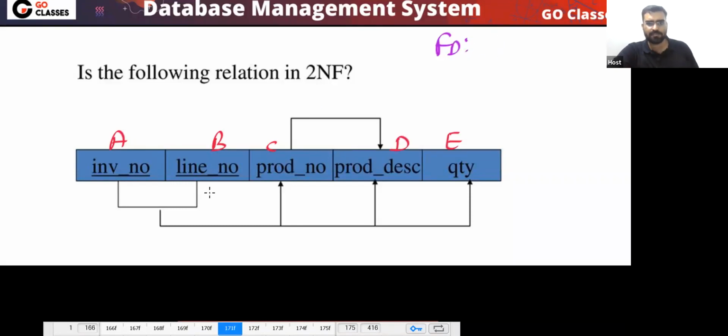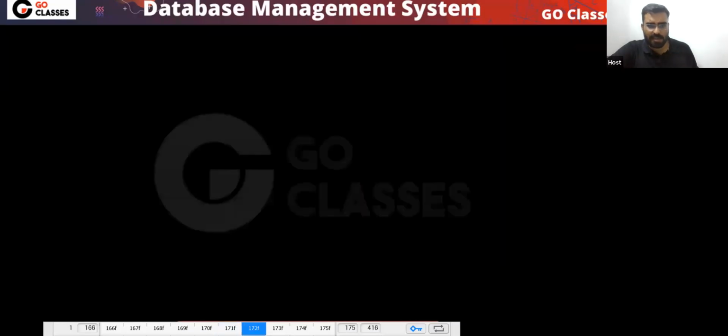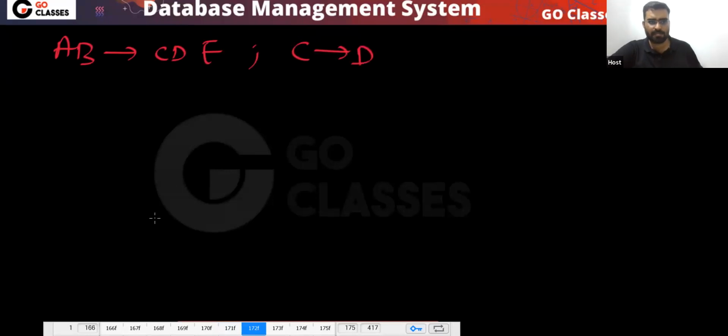You can notice this means AB determining CDE. Yes or no? AB determining CDE. Correct? Okay, next, C determines D. So these are your FDs: AB determines CDE, and C determines D.